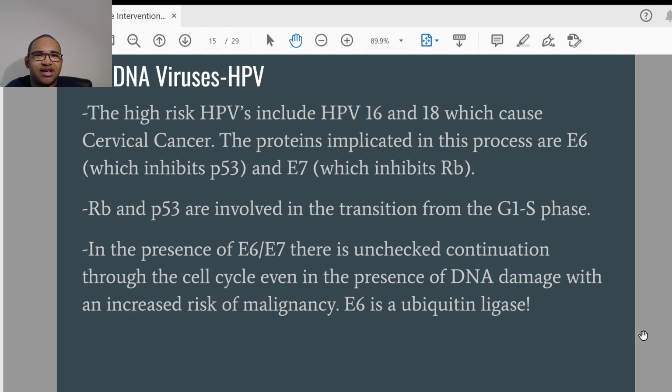And then E7 inhibits RB, right? Those two proteins are involved in the G1 to S phase transition. So if those things are destroyed, essentially, at least the protein products, this is almost like a protein level snafu that happens. If the protein products are polyubiquitinated, destroyed in the proteasome, you're not going to get any effects from those genes because those are tumor suppressor genes. So you will have unchecked transition from the G1 to S phase, even if you have a lot of mutations that are built up, right? And that can cause lots and lots of problems, right? So don't forget, E6 is a ubiquitin ligase. That's a high yield thing to commit to memory for exams.